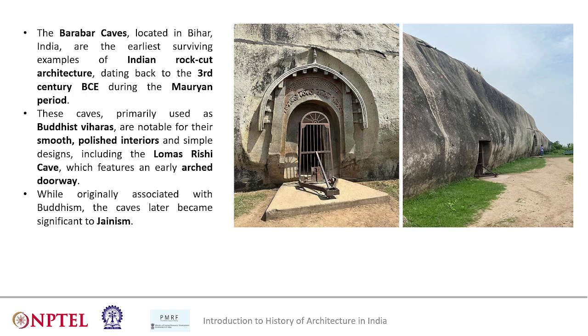So we'll have a look at what kind of caves or architecture there were during this BCE period that we are referring to. One of the oldest surviving examples of Indian rock cut architecture is the Barabar caves. The Barabar caves are located in Bihar, and date back to the 3rd century BCE. So the 3rd century BCE is basically 300 to 201, or 200 basically, before Common Era.